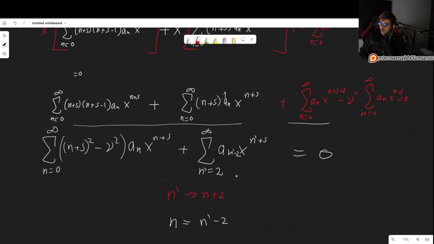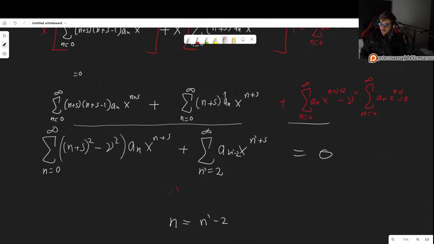We simply changed the name of the variable. And how do we know? Before we had a_n x to the n plus s plus 2, and our sum started off from point 0. So our first term was a_0 x to the s plus 2. And now, if we do the same, we start with n prime equal 2. So we get a sub 2 minus 2, which is 0, x to the power 2 plus s, and there we go. It is indeed the same term. And you can check for any other terms if you wish.